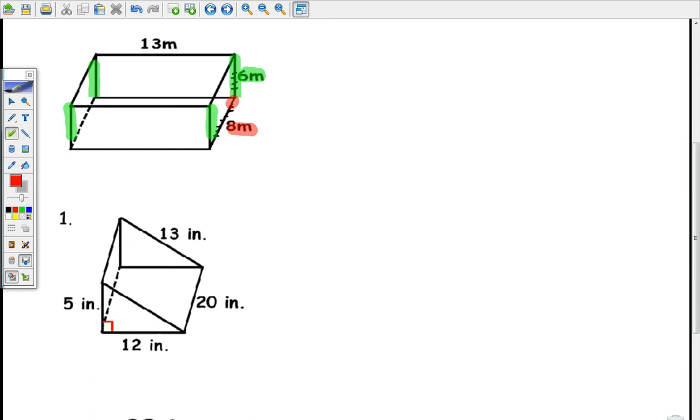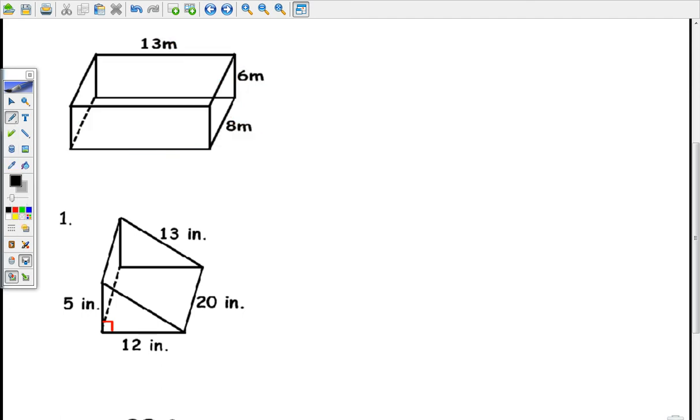8 meters is this distance here, but 8 meters also goes somewhere else. It goes on the other side of my rectangle, but also directly above it, up here and up here. So the 8 meters is also in 4 different places. And obviously you can probably see the last part here, the 13 meters is the length of this line, but it's also the length of the other horizontal lines. So just because you're given one measurement, you have to be able to figure out all the other places it could be.